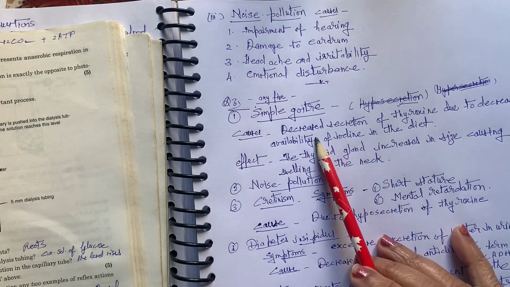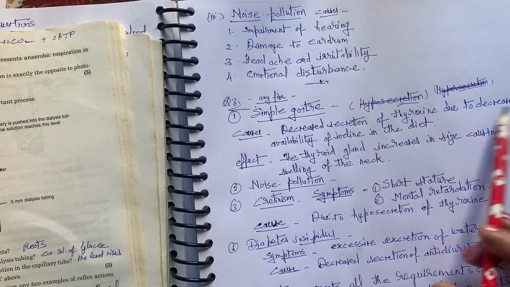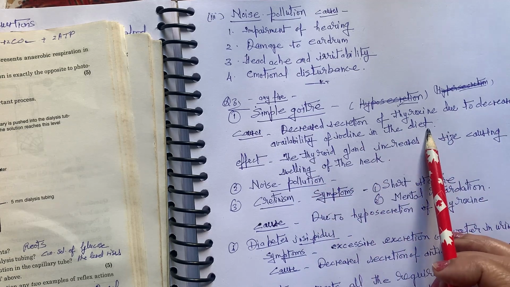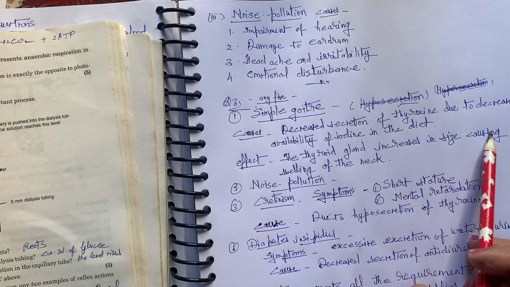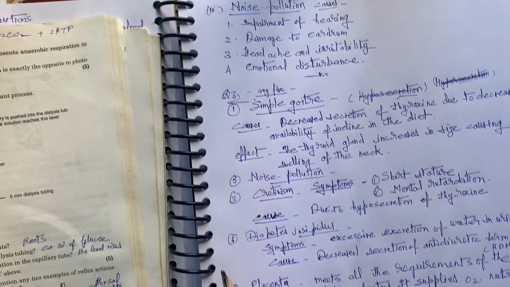Simple goiter: decreased secretion of thyroxine due to decreased availability of iodine in the diet, that is due to hyposecretion. What are the effects? The thyroid gland increases in size, causing swelling of the neck. Next is noise pollution.